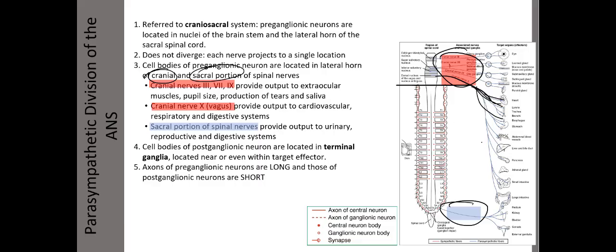And then the cell bodies of the postganglionic neuron are located in the terminal ganglia, and the axons of the preganglionic neurons are long. So you can see over here, they're long preganglionic axons, and the postganglionic axons are short because they're either a very short distance away from the target organ or they're actually found within the walls of the target organ itself.